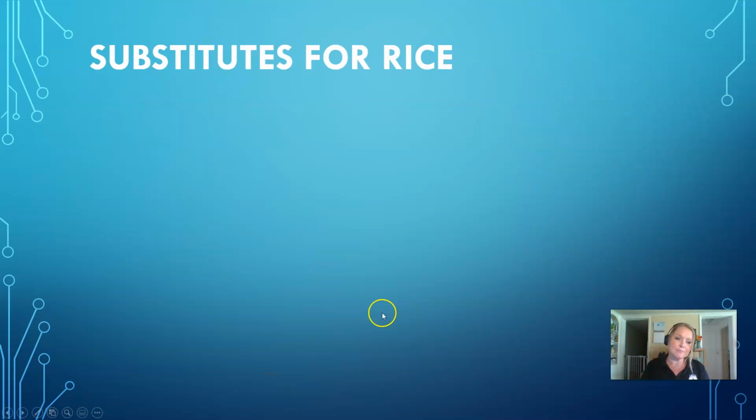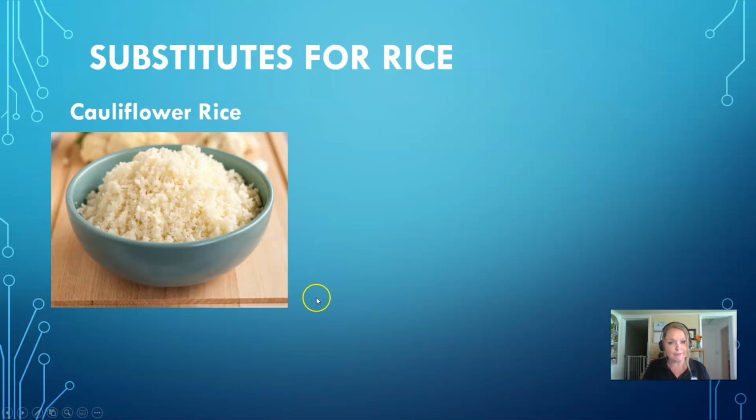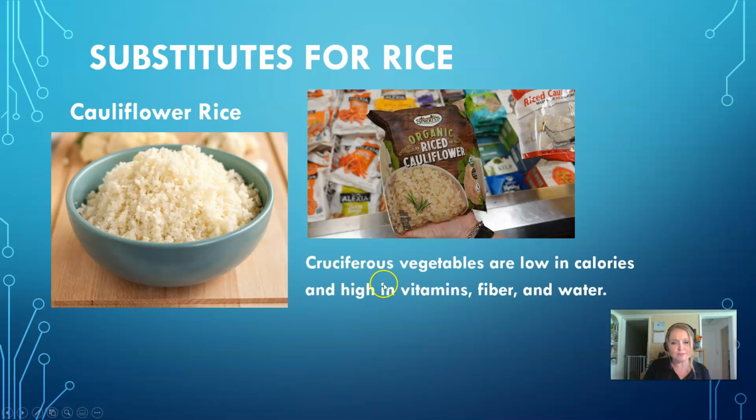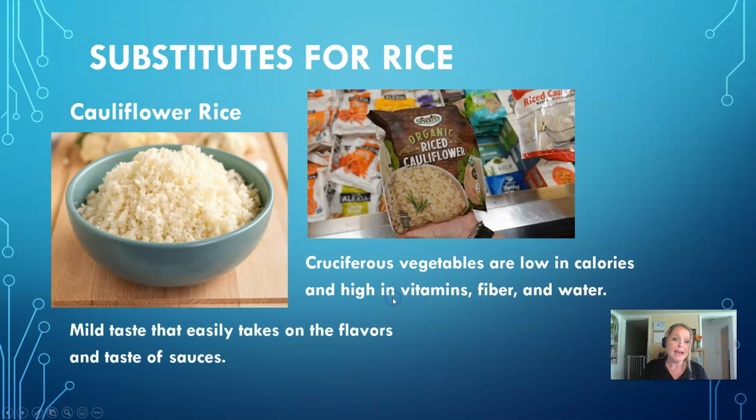Now, moving on to substitutes for rice. Cauliflower rice. This is one of my favorites because it's very, very cool. It's a cruciferous vegetable, which is very low in calories and very high in vitamins, fiber, and water. And it has a very mild taste that easily takes on the flavors and tastes of sauces.